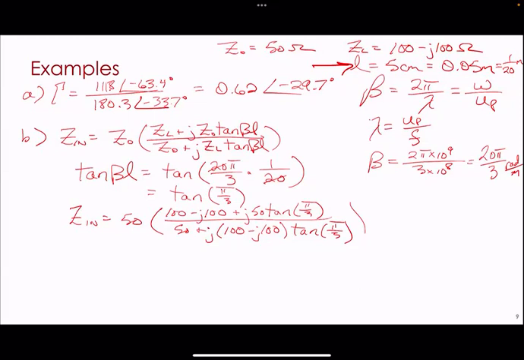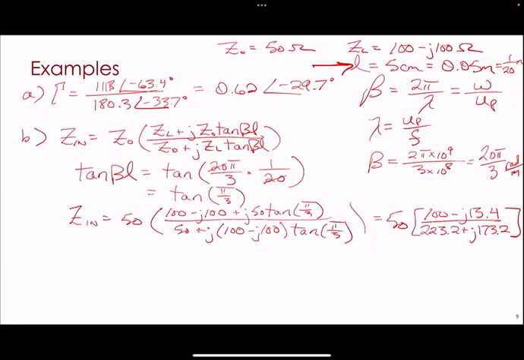So you'd go ahead, you'd punch all that in, and I'll write down an intermediate step and you can check later to make sure that you get the same thing. It'd be like 100 minus j13.4 divided by 223.2 plus j173.2. So take your time with this at home. Make sure you're getting this, okay?